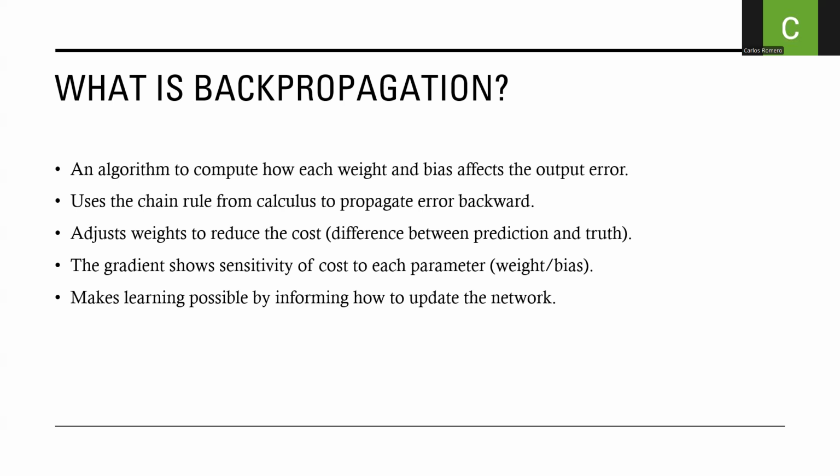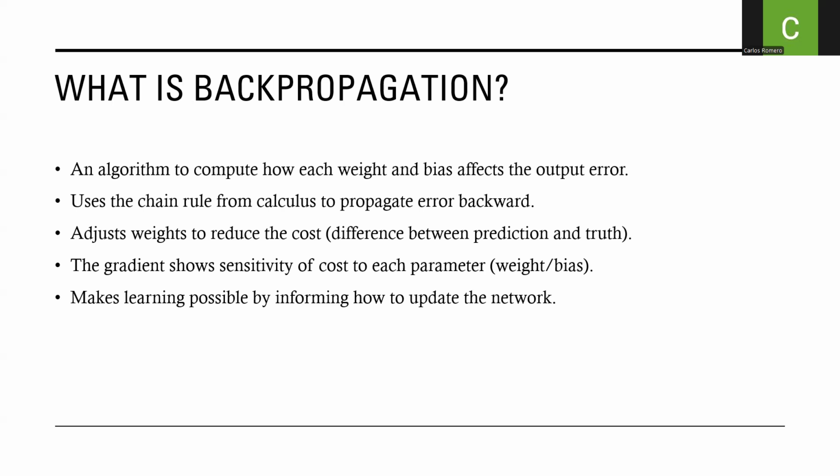Right. So basically, right here, we just got the important information. So what is backpropagation? It's an algorithm to compute how each weight and bias affects our output error, right? Essentially, it's the algorithm that computes the gradient of the cost function. Use the chain rule from calculus to propagate backwards, and adjust weights to reduce the costs.